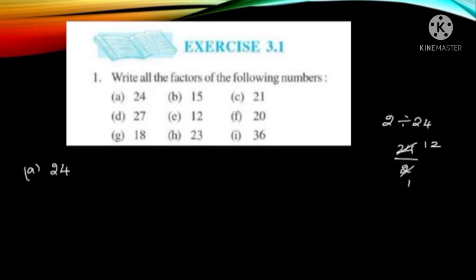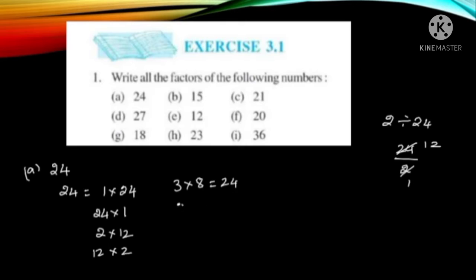So now let us see. 24: 1 24s are 24 and similarly 24 1s are 24. The next, 2 12s are 24, 12 2s are 24. 3 8s are 24, 8 3s are 24. And then we can choose 4 6s are 24, 6 4s are 24. So now we can list out the factors.